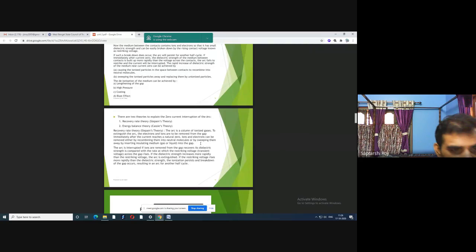These are not that important for you, you can just have a look. They are the recovery rate theory or Slepian's theory, and the energy balance theory or Cassie's theory. So what does the recovery rate theory, Slepian's theory, say? The arc is a column of ionized gases. To extinguish the arc, the electrons and ions are to be removed from the gap immediately after the current reaches a neutral zero. Ions and electrons can be removed either by recombining them into neutral molecules, or by sweeping them away by inserting an insulating medium, gas or liquid, into the gap.